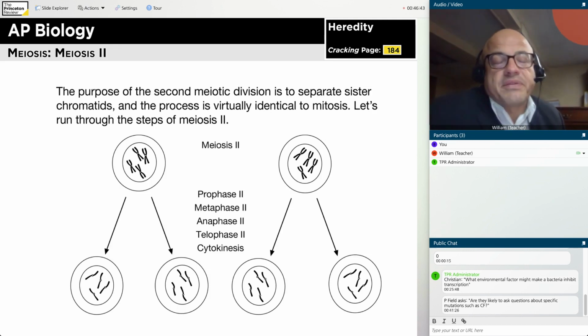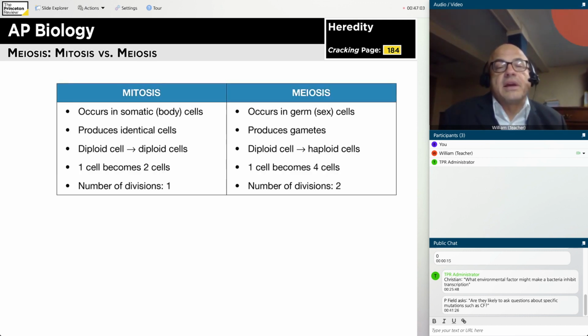For the purpose of the meiotic division, to separate the sister chromatids, you have something virtually identical to mitosis. So you have meiosis 2, PMAT 2 for each one, and then the cytokinesis, and you're all set. This is pretty much a good summary of everything. As long as you know this and you get this straight and you're able to produce this, you'll be set. Again, you won't be asked to reproduce this.